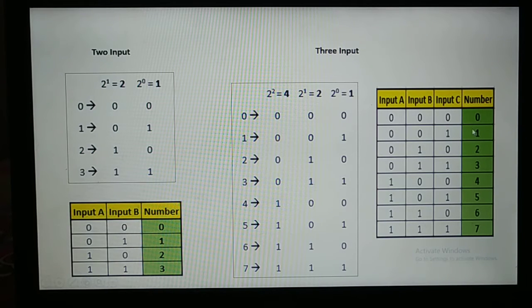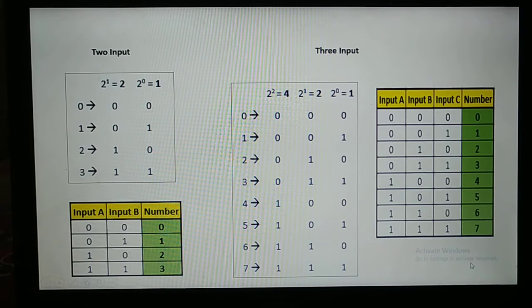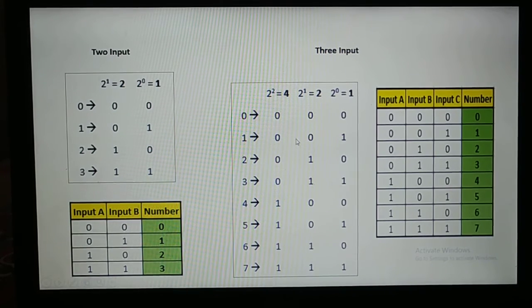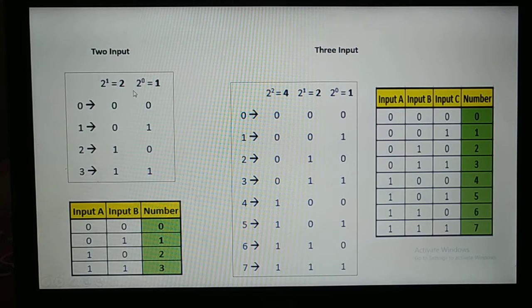And if you see here the 3 input table, 0 1 2 3 4 5 6 7 8, it will continue until there are octets, 64 numbers also there. There are 128 also, 256 also. So it just depends on what you are designing or what you are studying. So here we'll not go further. We'll just see that if we are having 2 inputs.